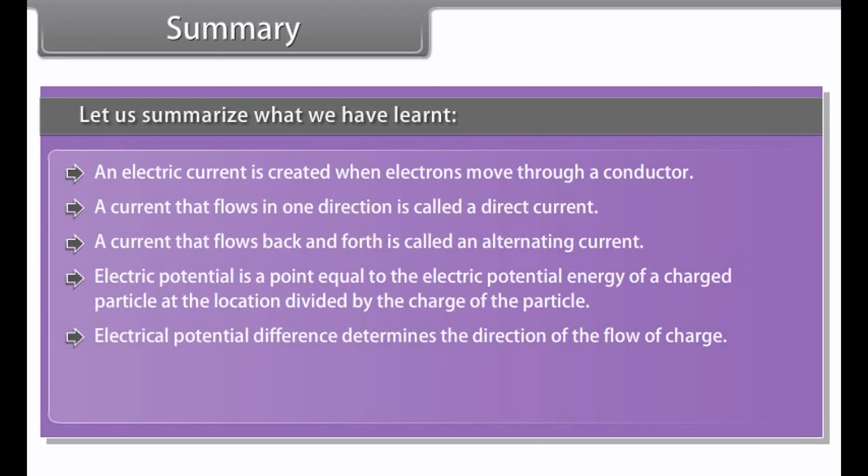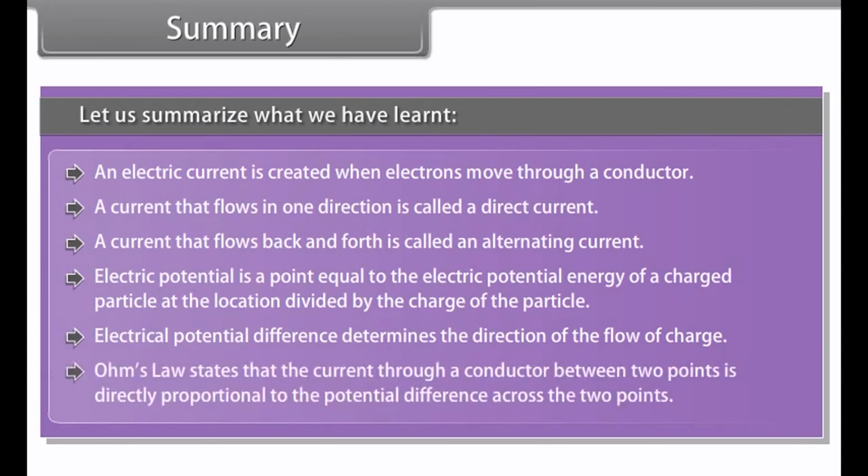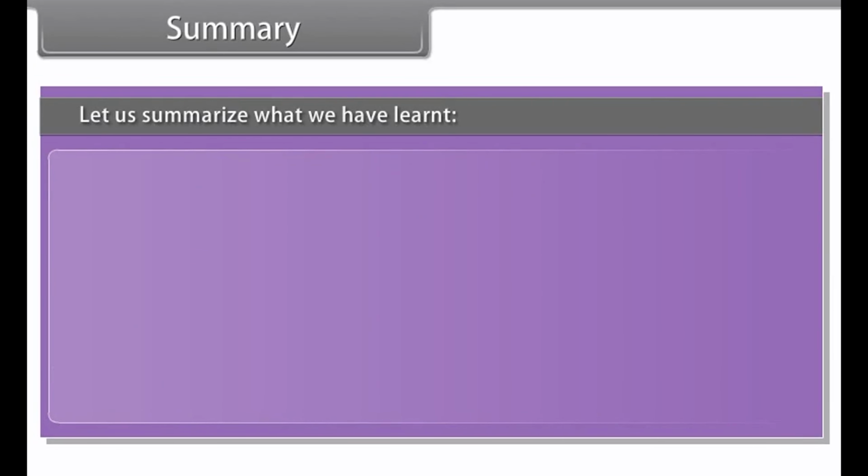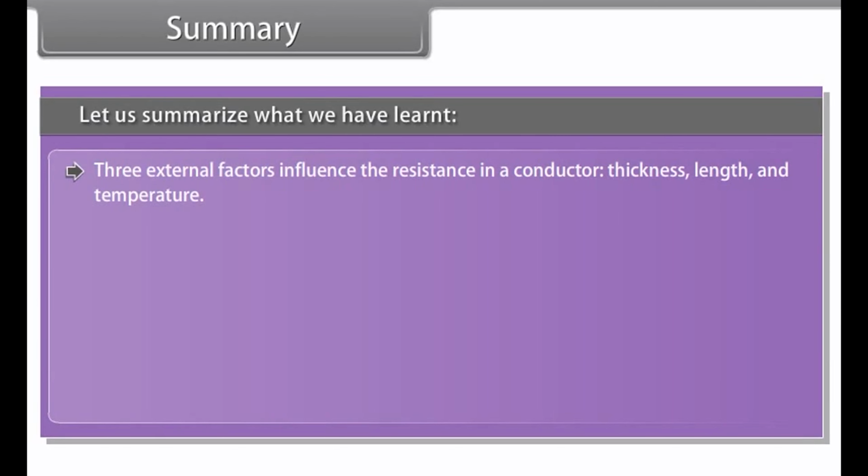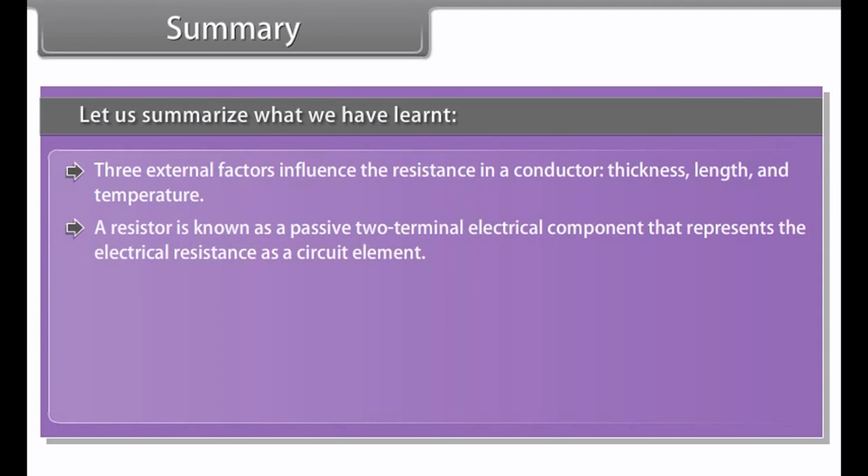Electric potential difference determines the direction of the flow of charge. Ohm's law states that the current through a conductor between 2 points is directly proportional to the potential difference across the 2 points. 3 external factors influence the resistance in a conductor: thickness, length, and temperature. A resistor is known as a passive two-terminal electrical component that represents the electrical resistance as a circuit element.